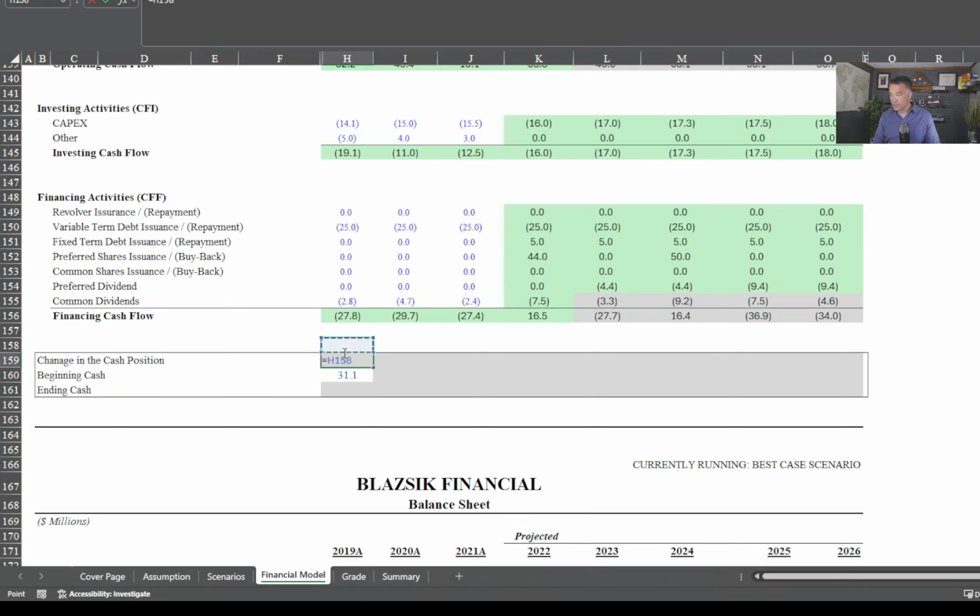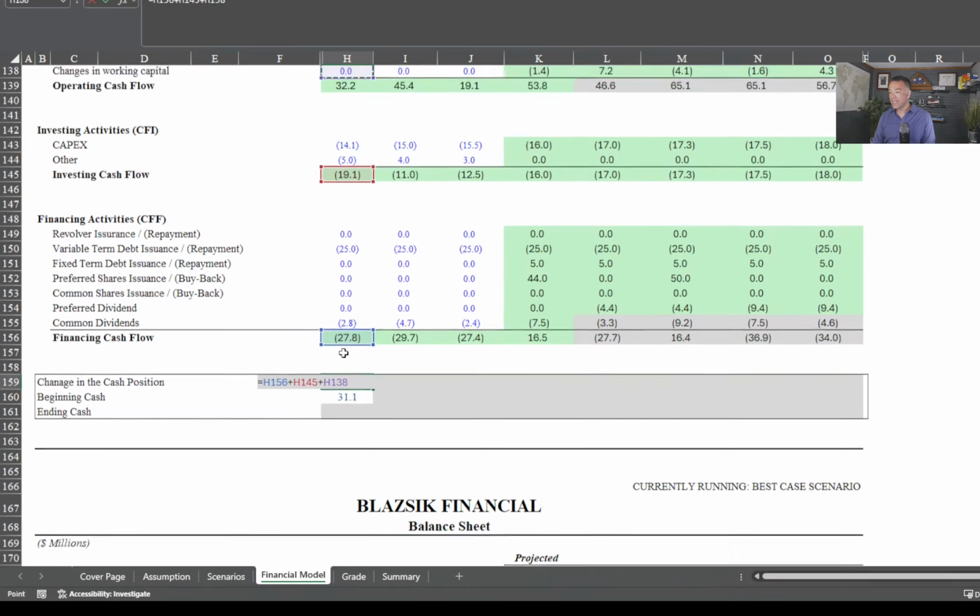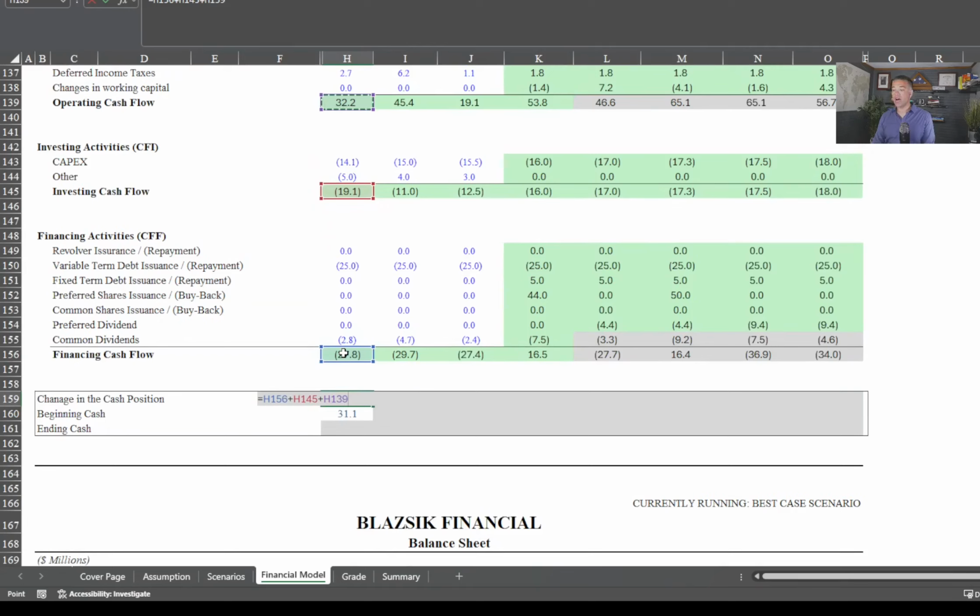So what we're going to do is say equals. I'm going to add the financing costs, which was negative 27.8. I'm going to add the investing, which was negative 19.1, and then plus I'm going to add the operations, which was a positive operating cash flow of 32.2, equals. So we lost 14.7 million that year.